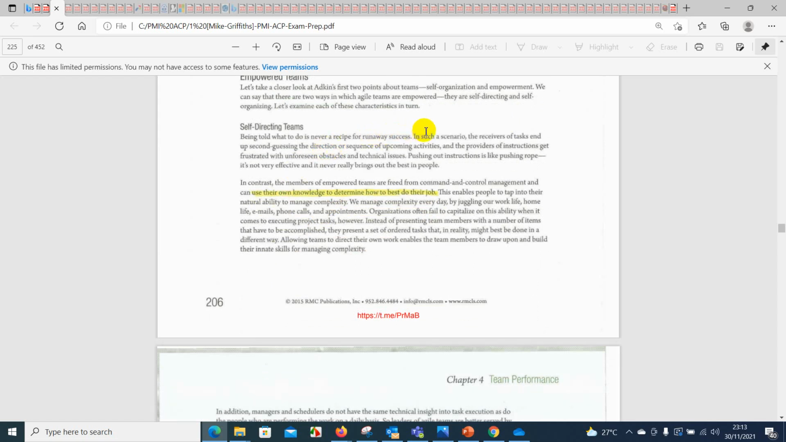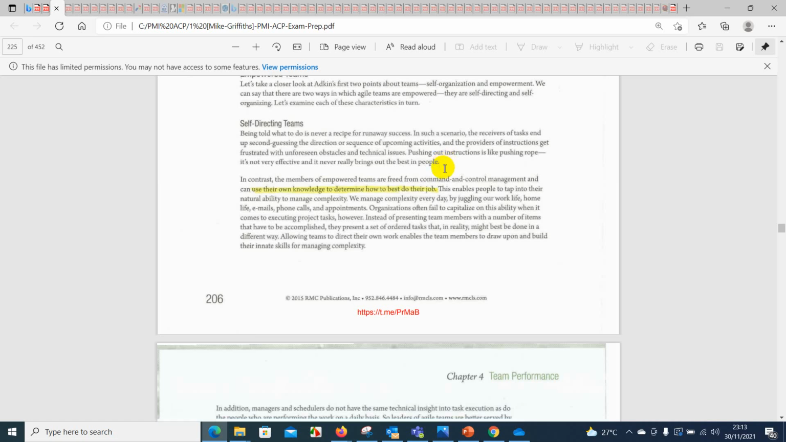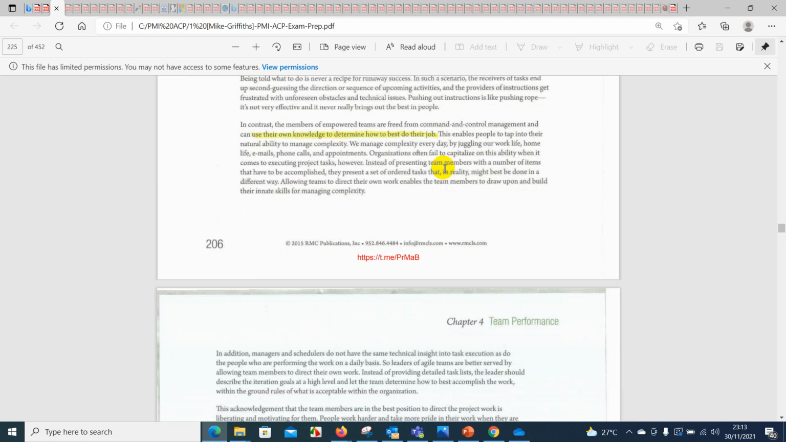In such a scenario, the receiver ends up second guessing the direction and sequence of upcoming instructions, and gets frustrated with unforeseen obstacles and technical issues. Pushing out instruction is not very effective and it never really brings out the best in people. In contrast, people can use their own knowledge to determine how best to do their job.